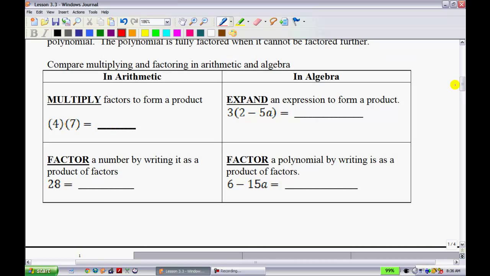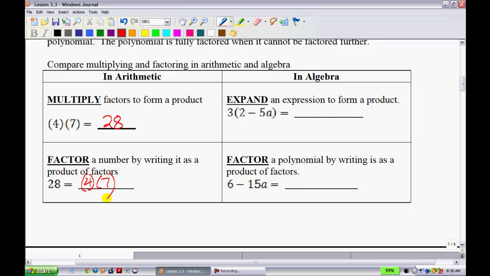All right. What I'm going to do here now is compare multiplying and factoring in arithmetic and algebra. So for instance, when we multiply factors, we form a product. So if I take 4 times 7, I get 28. And then if I factor a number by writing it as its product of factors, I can write 28 as 4 times 7. All right.